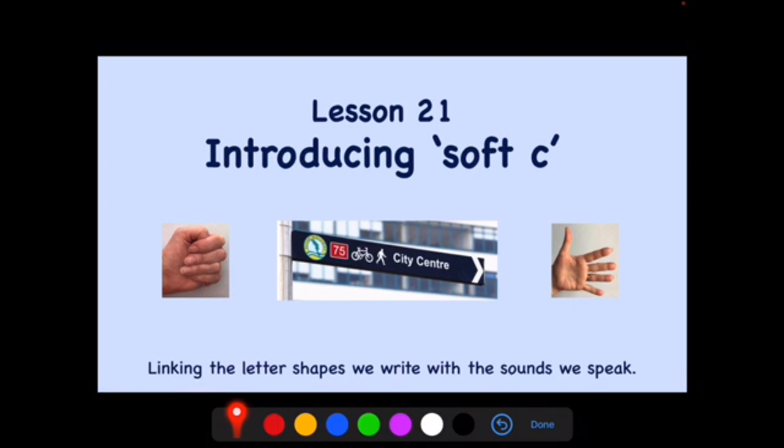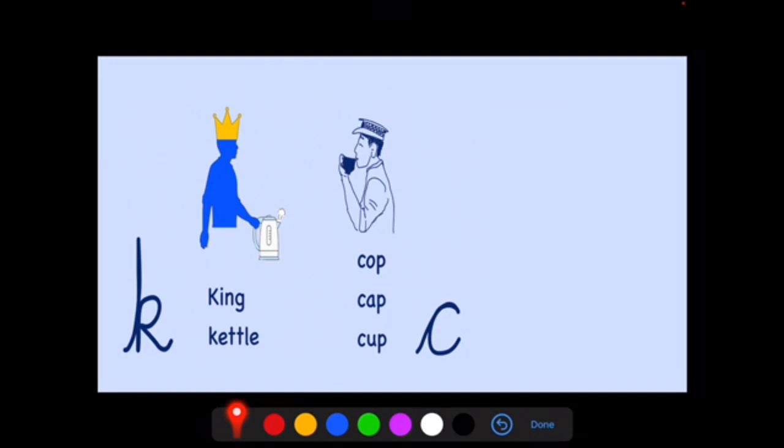And there will be some other lessons called using soft C after we've introduced the choices that we will be making. To begin with, our choices are all about the vowel sound that we can hear after the sound K. Can we hear I, E, O, A or U? Because depending on what we hear, we decide whether to write the letter K or the letter C.